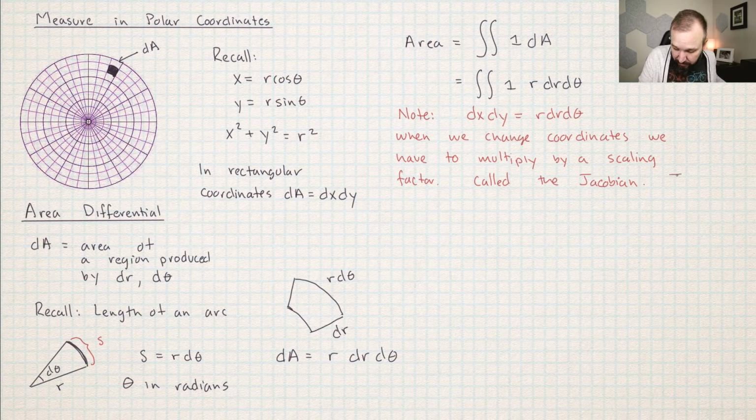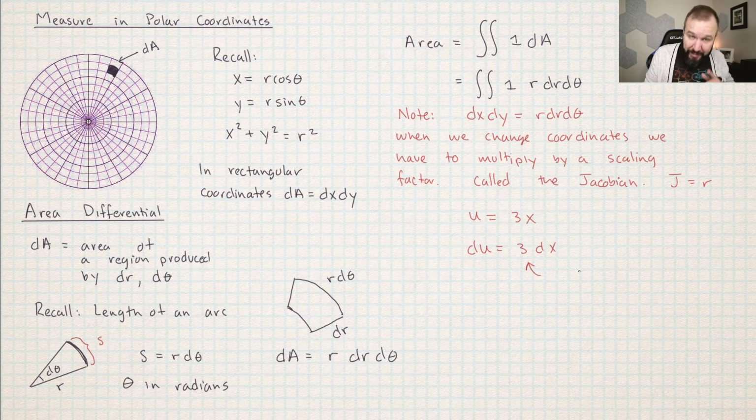In this setup, the Jacobian is just going to be r. And usually it's a very simple thing. And you've actually done this before, all the times in your life when you were doing u sub. If you had something like u is equal to 3x, then du would be 3dx. So in that process, that scaling factor 3, that was what we're going to call the Jacobian.